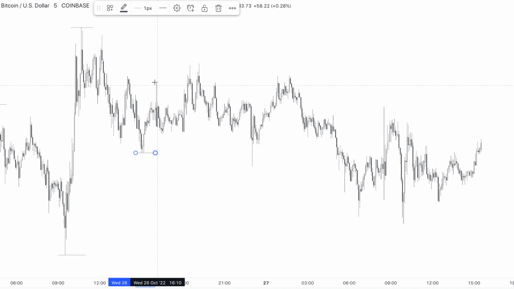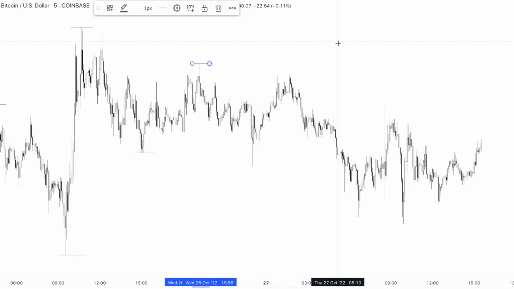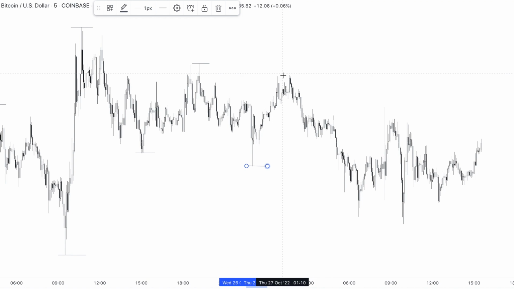So again, I'm not going to stop at this high because there's a higher high. After this high, there's no other high that's higher anywhere nearby, right? So the same thing, I'm not going to stop here, here, here. I'm just going to go right down here. We're going to use the wicks. Same thing up here, you guys.